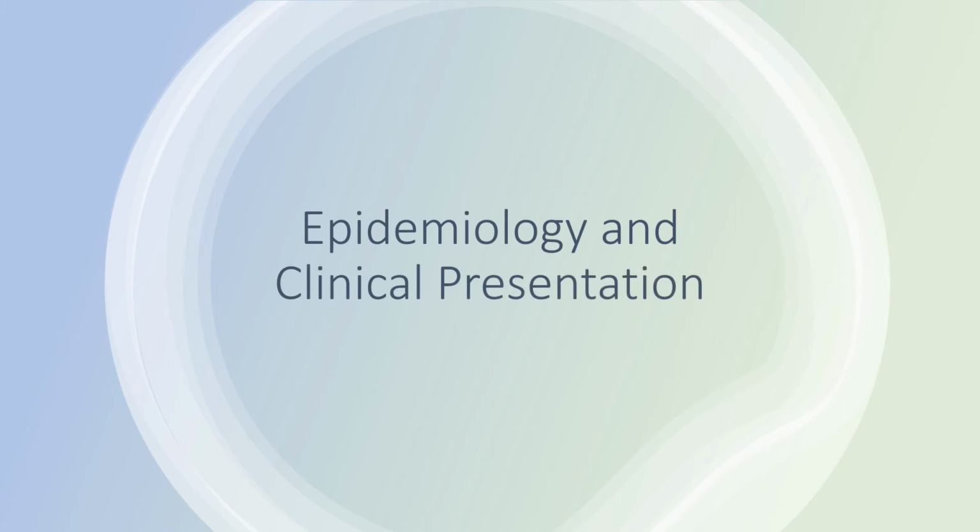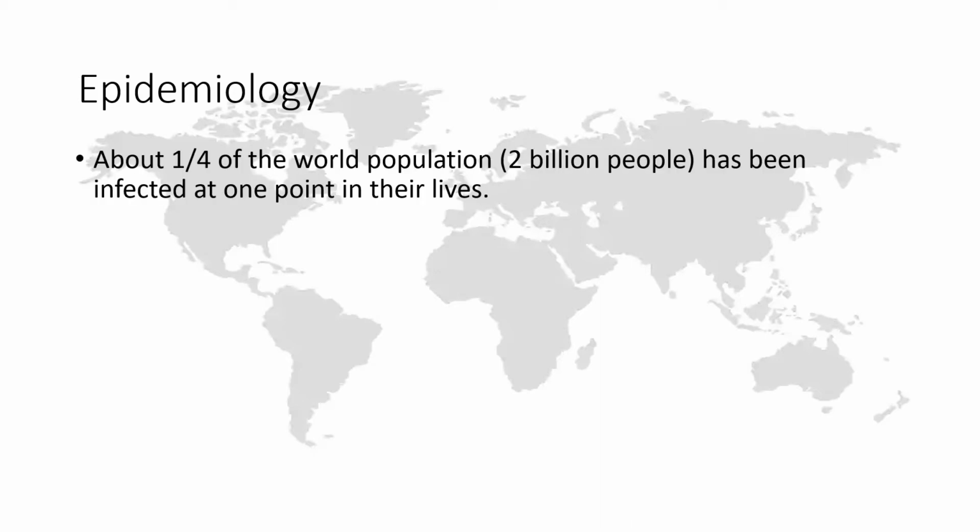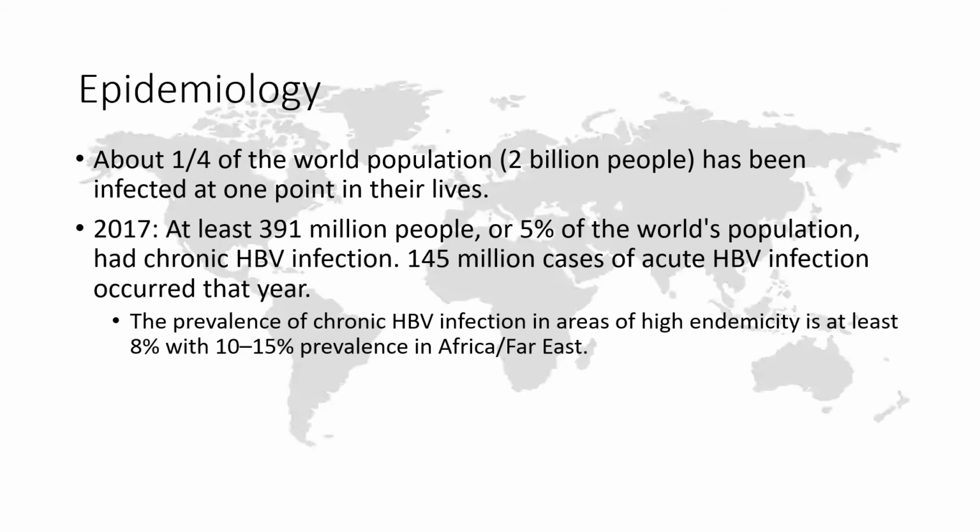All right, now let's discuss the epidemiology and clinical presentation of hepatitis B. So about a third of the world's population, about 2 billion people, has been infected at one point in their lives. In 2017, at least 391 million people, or 5% of the world's population, had chronic hepatitis B infection. And 145 million cases of acute hepatitis B virus infection occurred that year.